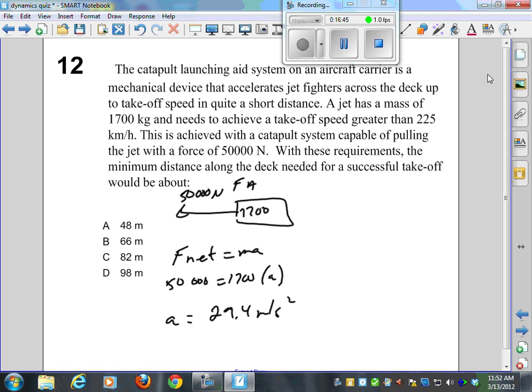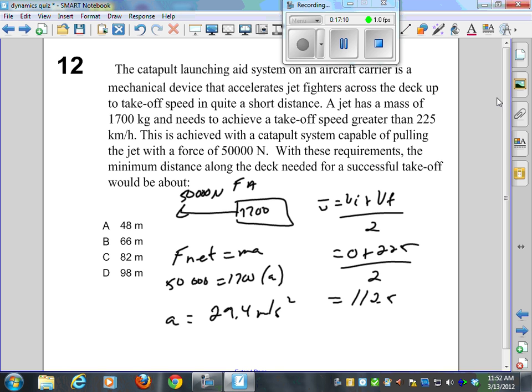You find the average velocity using VI plus VF, and then you divide it by 2. But I don't have VI or VF. Oh, I do. I have the VF. You're right. I apologize. V bar is VI plus VF over 2. So I got 0 plus 225 over 2. That I can do in my head, it's 112.5, right? And now with that, what can I do?